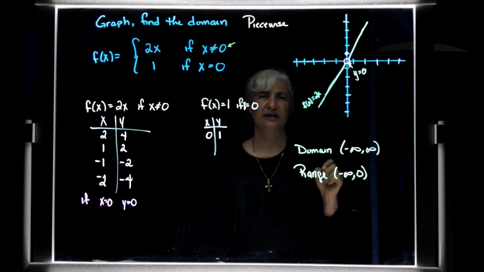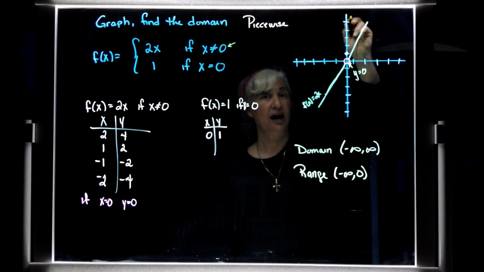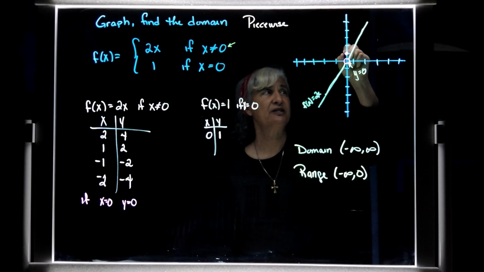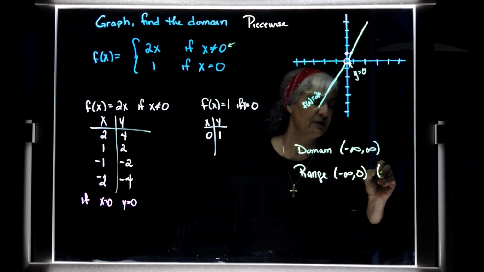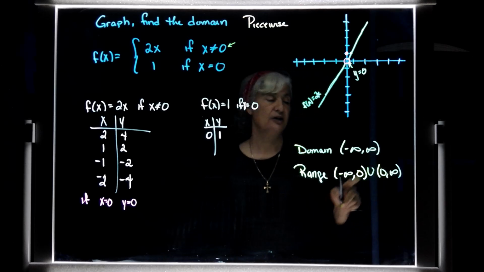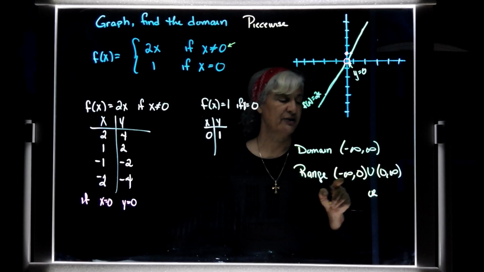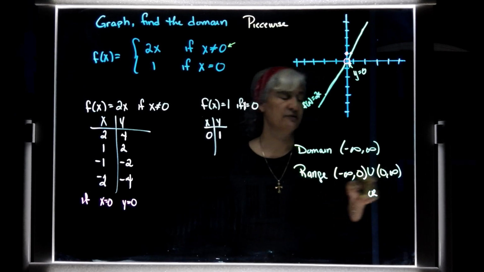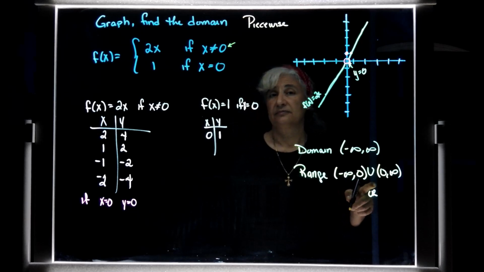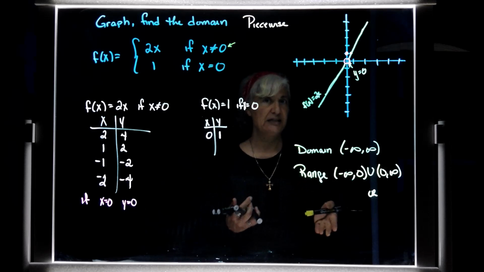Because I can't use it, can I? But if I notice, after this, it picks up and it keeps going up to positive infinity. And this is y being 1, and it's also on here. So my range happens to be in a couple of pieces. By the way, remember, this U means or. So the y values are in this interval or they're in this interval. That's what the range would be for this particular function. Good? Does it make sense?